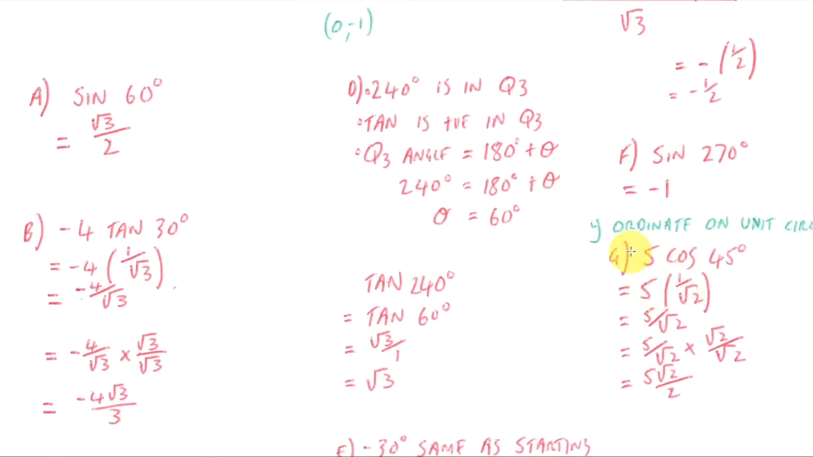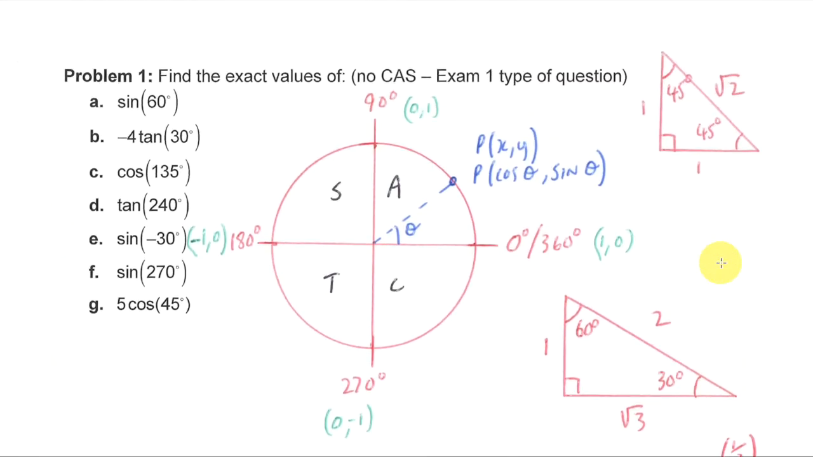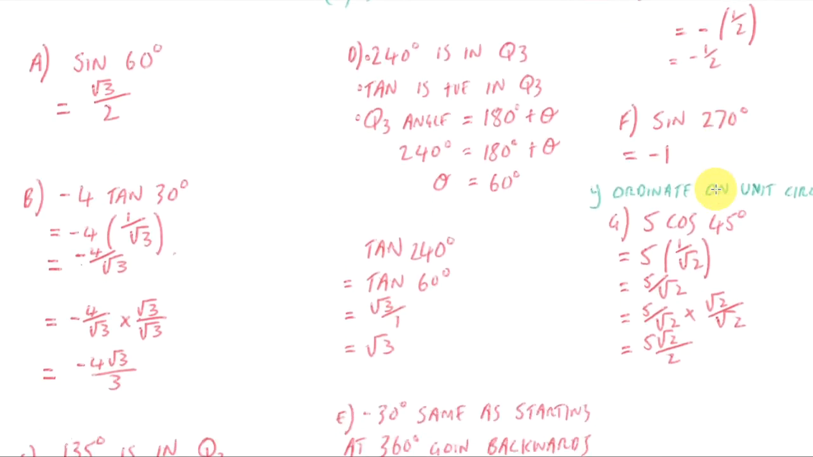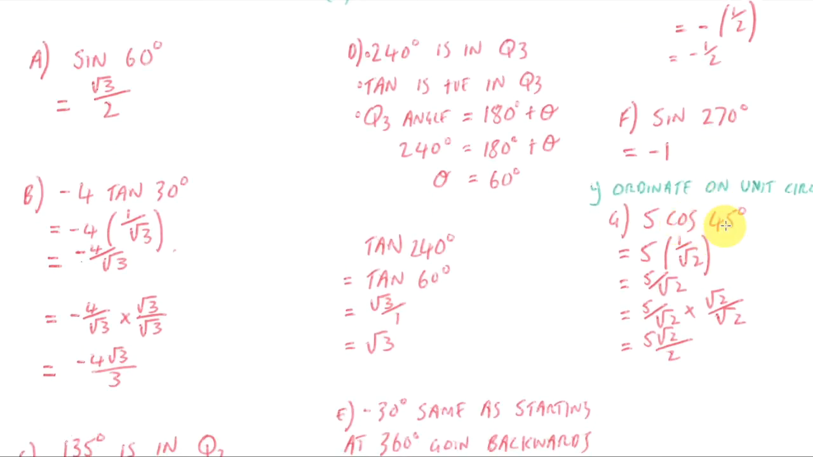For G, 5 cos of 45 degrees. Now this isn't too difficult at all. It doesn't even involve the unit circle. Back with our exact triangles, 45 degrees. I want the cosine of 45 degrees, so it's the adjacent over the hypotenuse, 1 over the square root of 2. So cos of 45 degrees is exactly equal to 1 over the square root of 2. And I've got 5 lots of those, so it's 5 over the square root of 2.